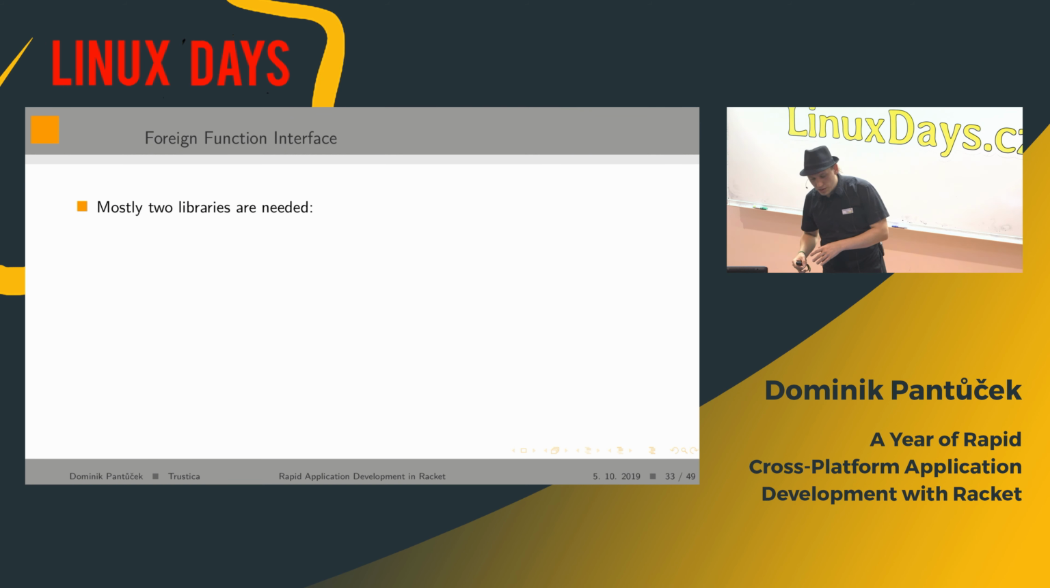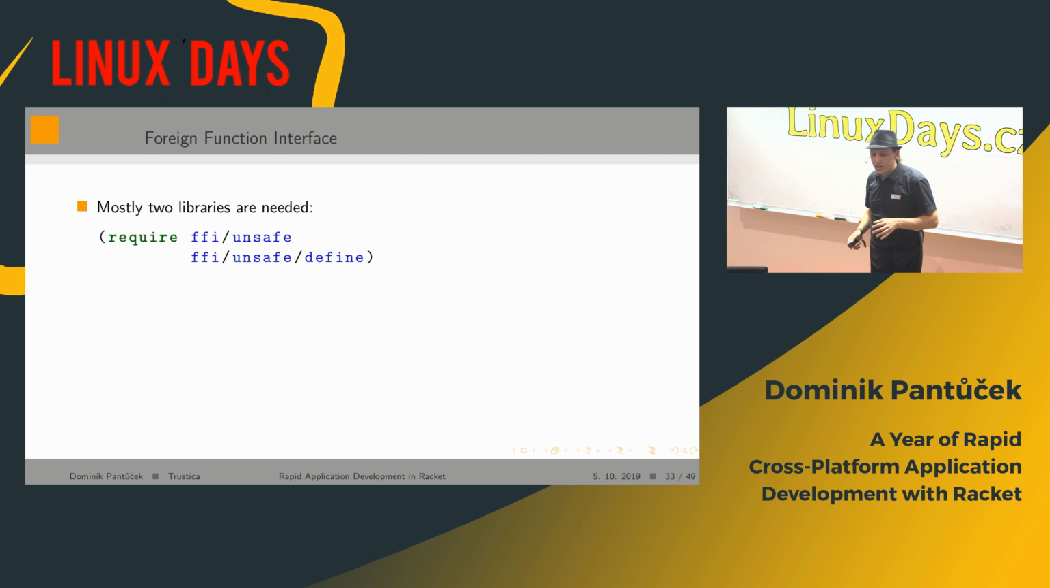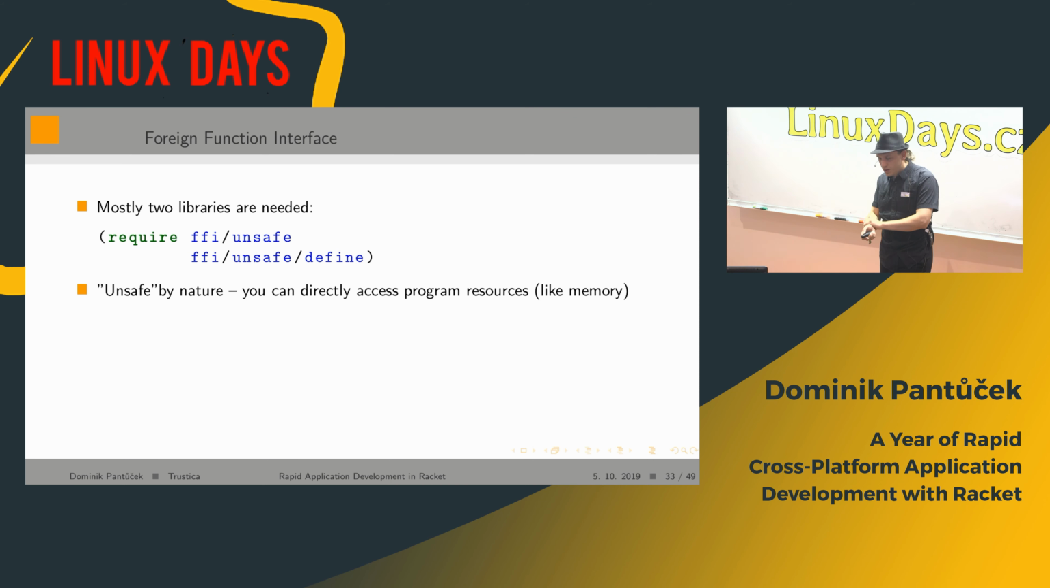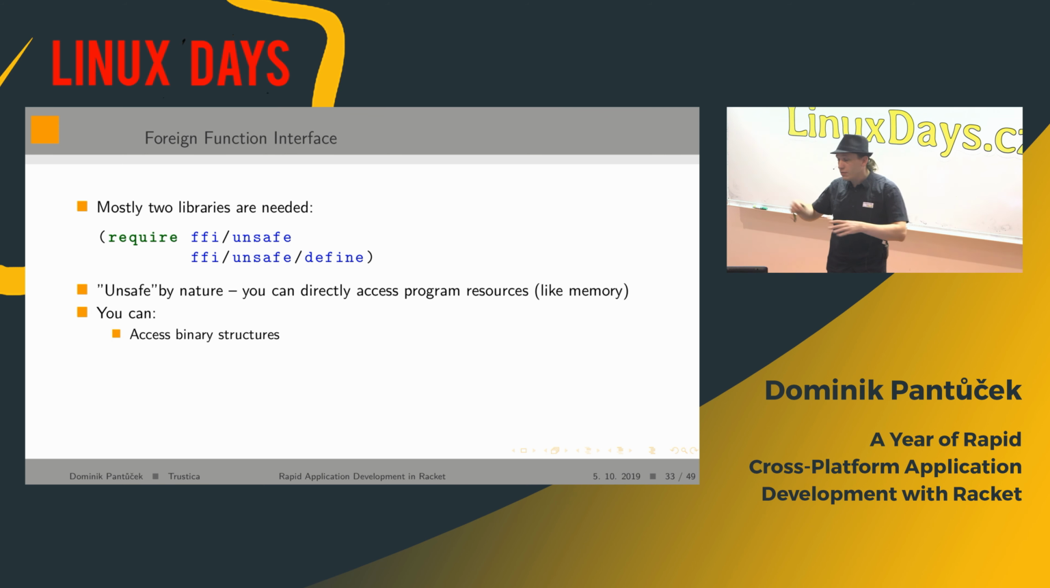For the foreign function interface, mostly two libraries are needed, and that's ffi/unsafe and ffi/unsafe/define. That's because, you know, the word unsafe should say it all. They are unsafe by nature. You can directly access program resources like memory, so you can crash things. Like really, you can crash the Racket runtime. But you can do a lot of useful things.